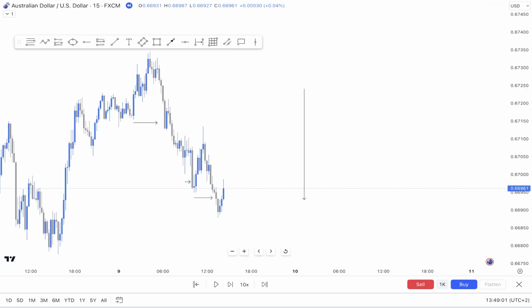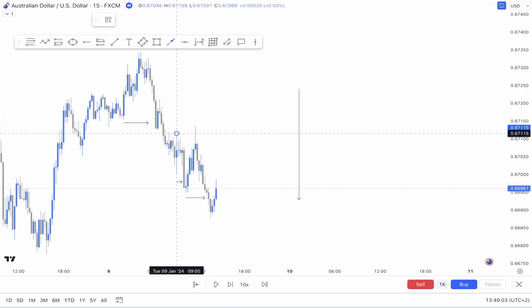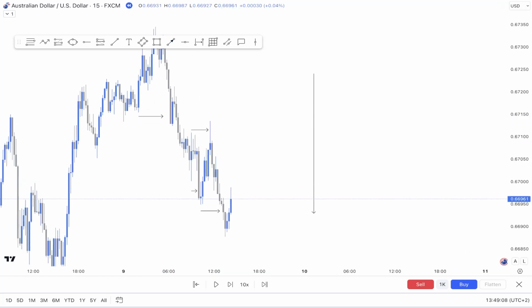And clear as day, we can see that we have a liquidity sweep right here with this wick. With this wick, liquidity was swept here. Why? Trust me, there were a lot of sellers in this area here.